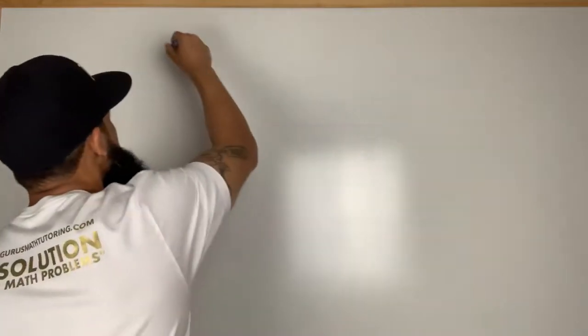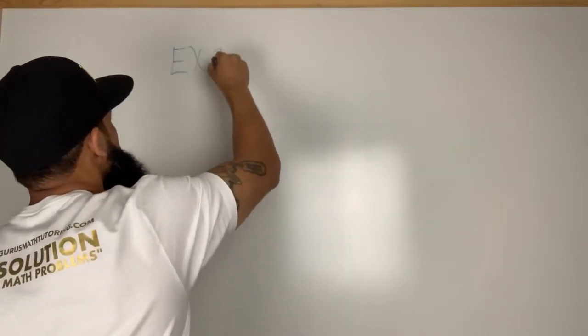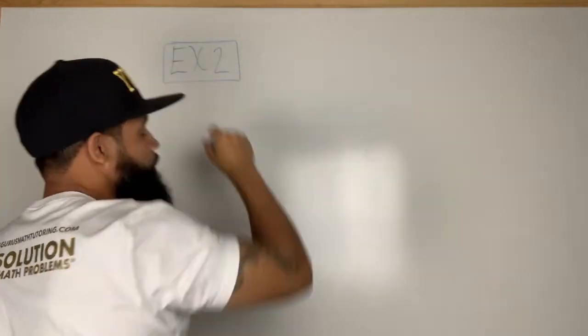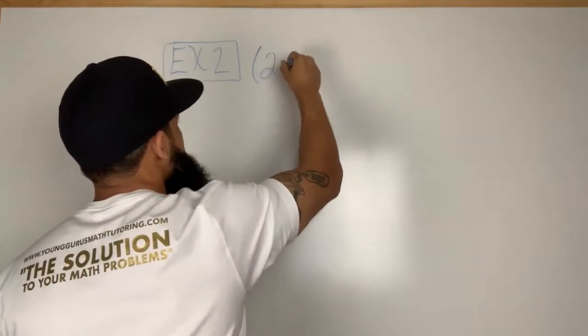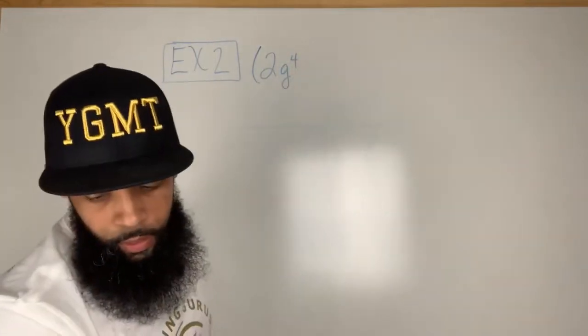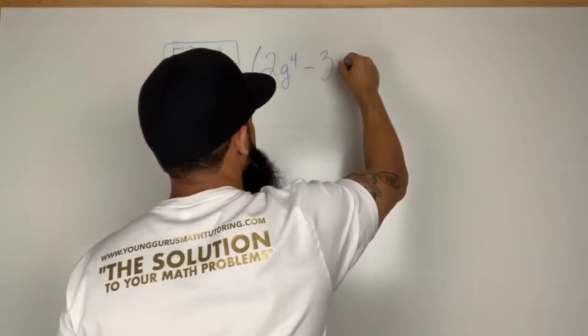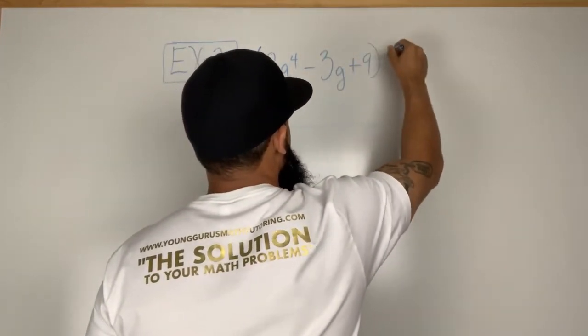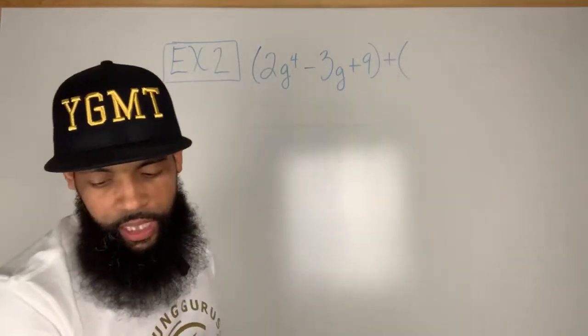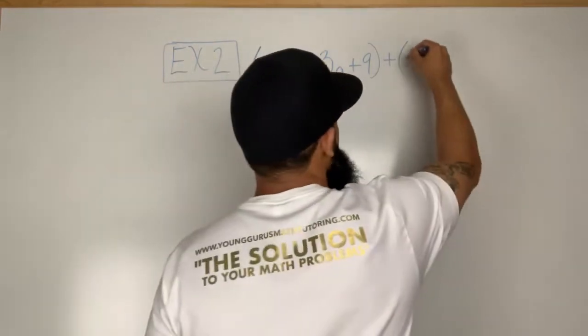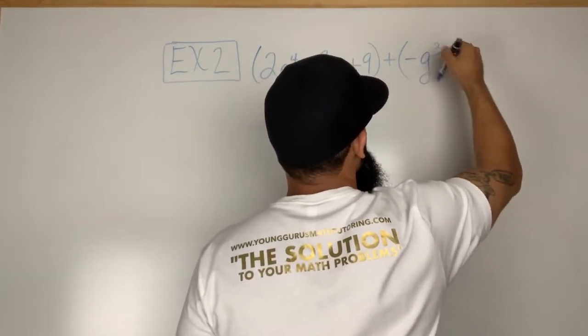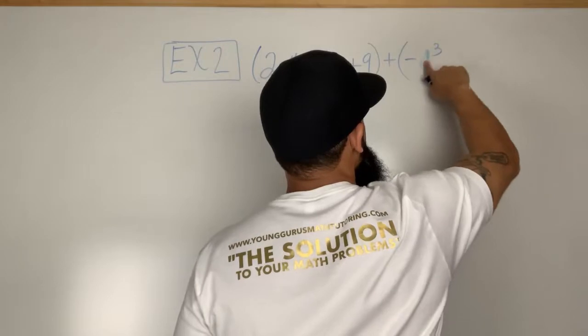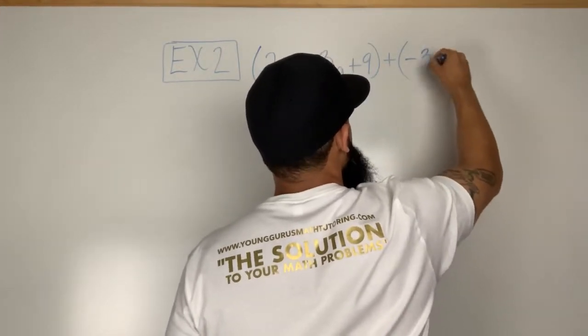All right, example 2. Let's see, what do I have? I have 2g to the fourth minus 3g plus 9. And I am going to add to that negative 3g to the third power plus 12g. I'm sorry, that should be negative 3g to the third power.